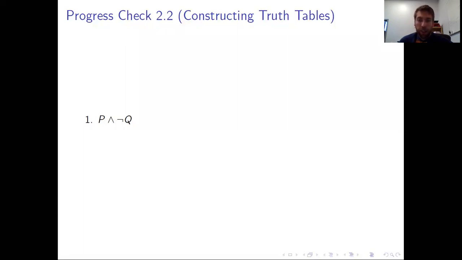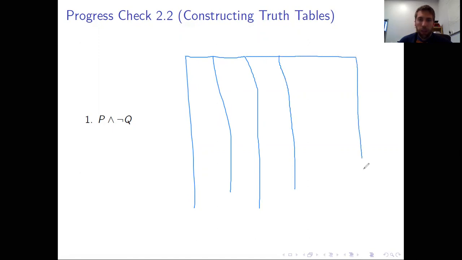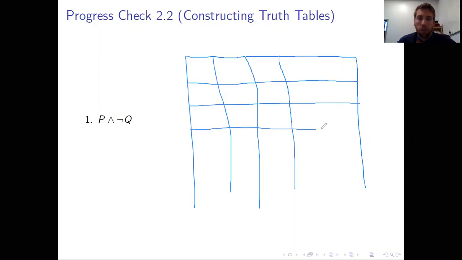Now, for those of you who have tried it, let's make a table. I need to work on my mouse work here. We need P, Q, not Q, and P and not Q. Let's undo that and go bigger, with 1, 2, 3, 4, maybe 5 rows.